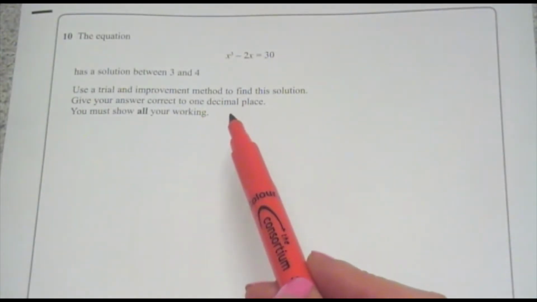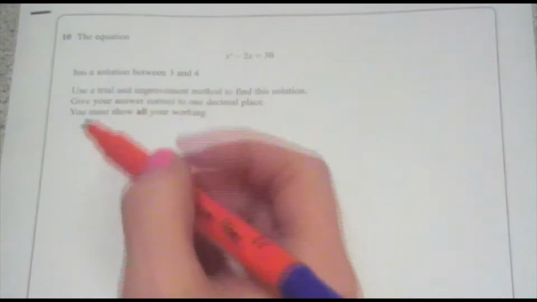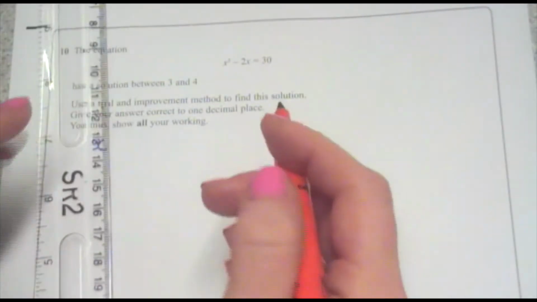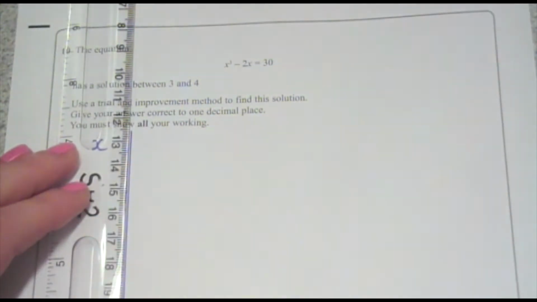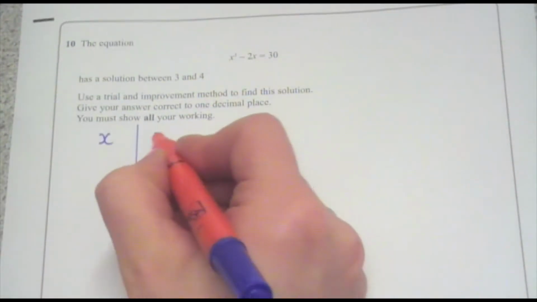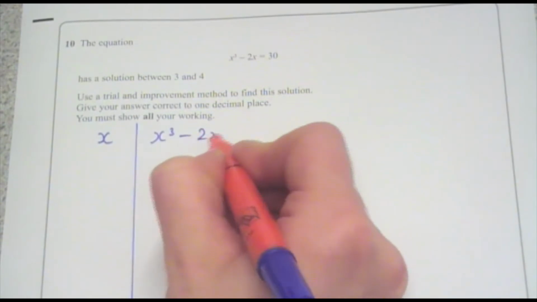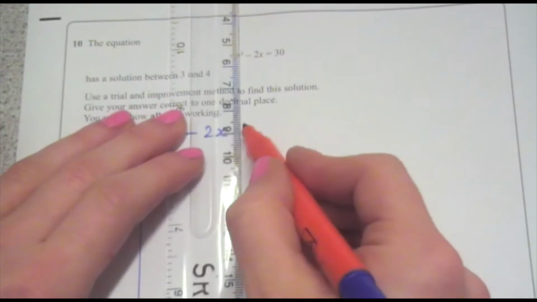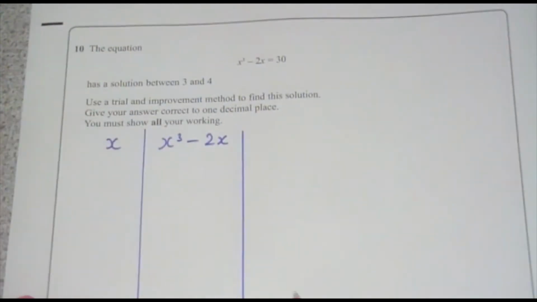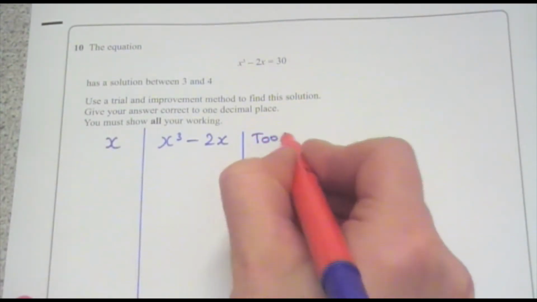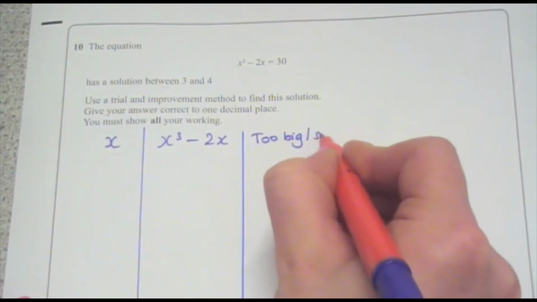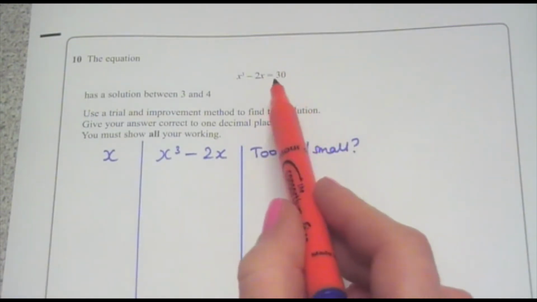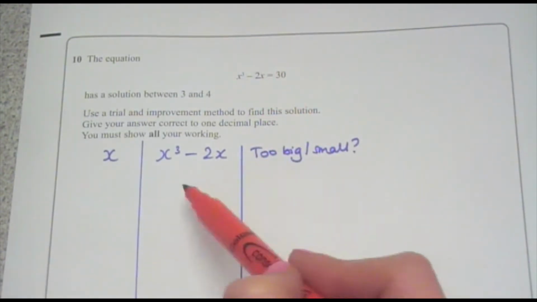Okay, the first thing I'm going to do is draw up my table. In the first column, I'm going to have all my values of x I'm going to try. In my second column, I'm going to have what the answer would be for my particular choice of x. And then my third column is just going to be a statement as to whether my answer is too big or too small. So I'm trying to find an answer as close to 30 as I can. So in this box, I'm going to write whether it's too big or too small.